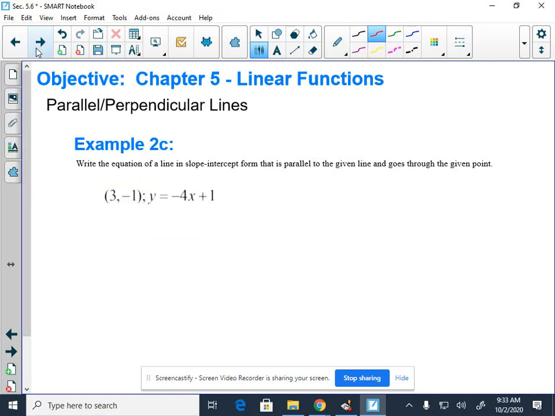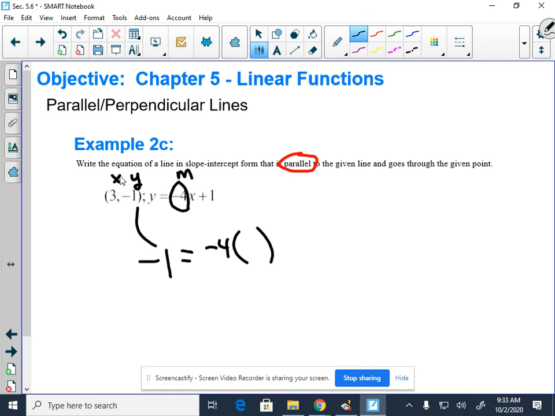Tell me to back up if I need to. All right, this one says write an equation that is parallel. Okay, so again, parallel lines have the same slope. So this is X, this is Y. I'm going to just start by saying Y equals M times X, which is 3, plus B. And I went a little faster there. Hopefully that's starting to make some sense.